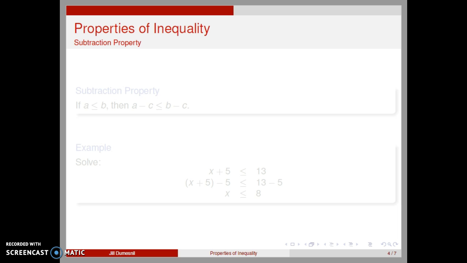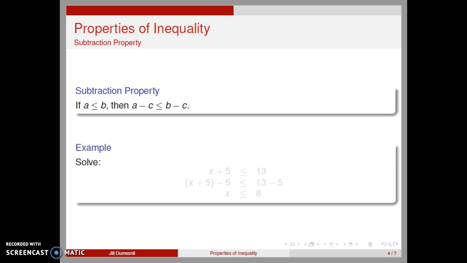The subtraction property follows immediately from the addition property, since the definition of A minus C is A plus the opposite of C. The subtraction property says that you can subtract any quantity from both sides of any given inequality. For example, to solve the inequality x plus 5 is less than or equal to 13, we can subtract 5 from both sides of the inequality to produce that x is less than or equal to 8.